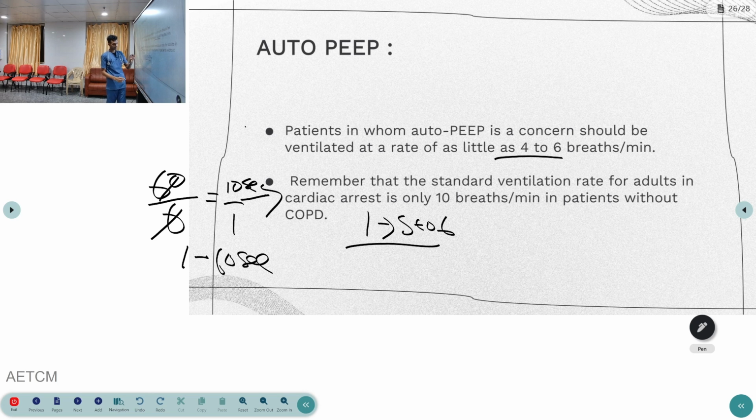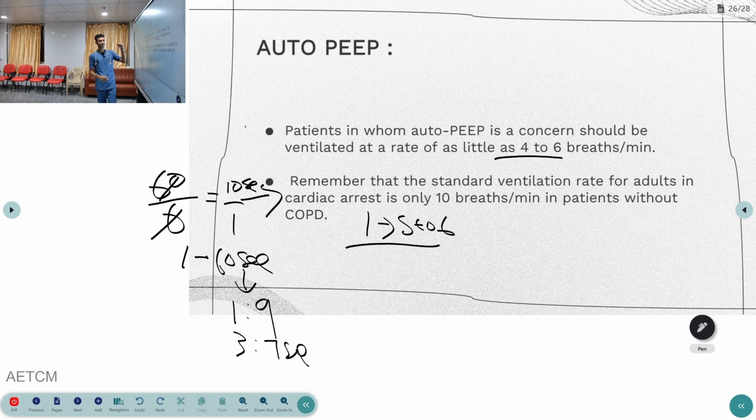In those 10 seconds, if you take 1 second for inspiration, you have to allow the patient to exhale for 9 seconds. Otherwise, if you give 2 or 3 seconds for inhalation, you have to allow the person to exhale for about 7 seconds. So we should give adequate time for exhalation.